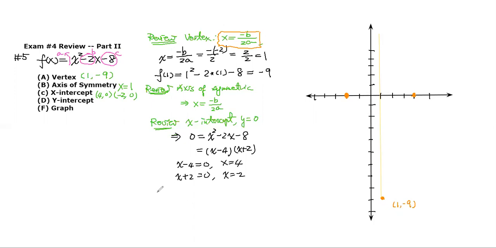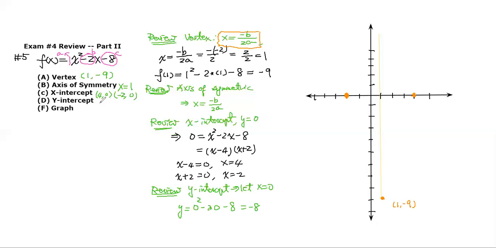Now the next one is the y-intercept. The y-intercept is easy. You set x equal to 0 to find the y-intercept. That means everywhere there is an x, it becomes 0. So it's 0 squared minus 2 times 0 minus 8, which is negative 8. So I know the y-intercept here.